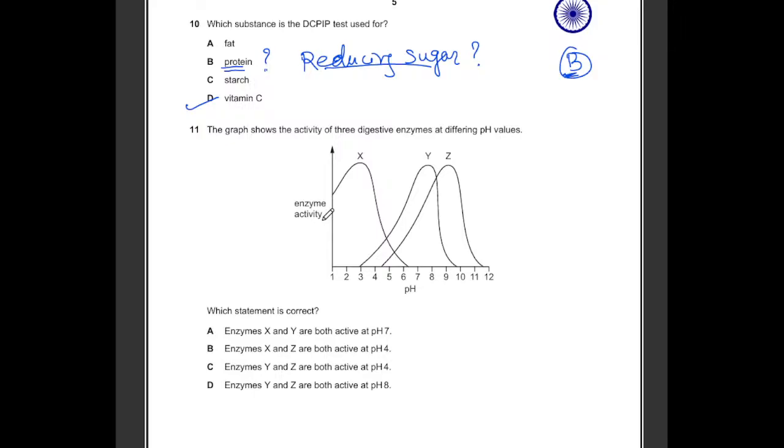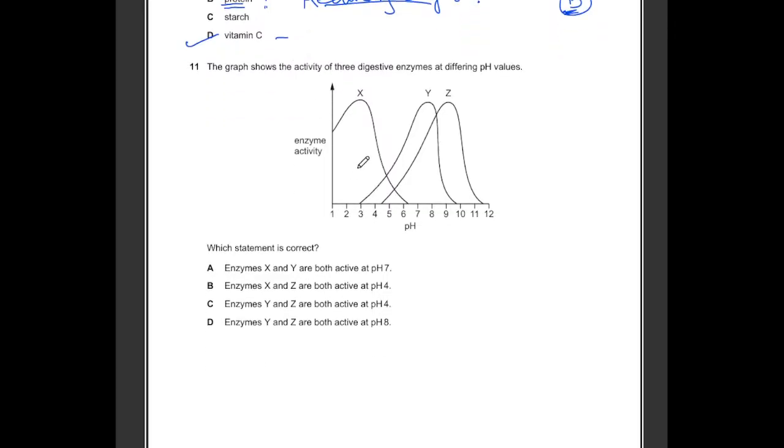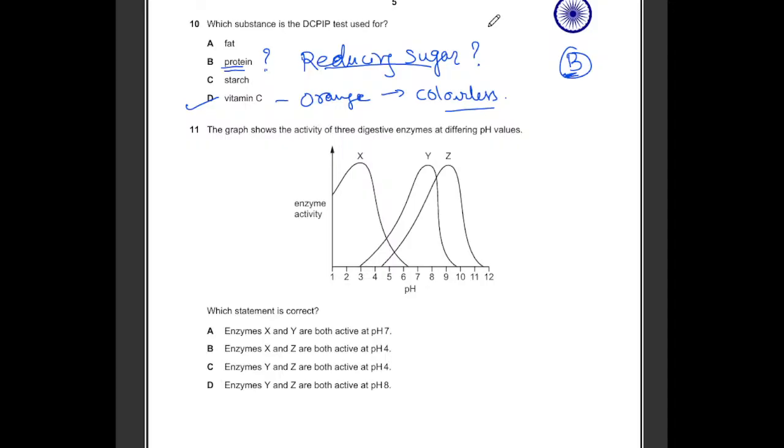So DCPIP test is used for vitamin C and it becomes completely colorless, orange to colorless. The positive result is orange to colorless; this one you should know about. Iodine is blue black, fats completely cloudy in nature. For reducing sugar, depending on the intensity of the sugar you will have different colors also. Vitamin C, from orange to the colorless form.